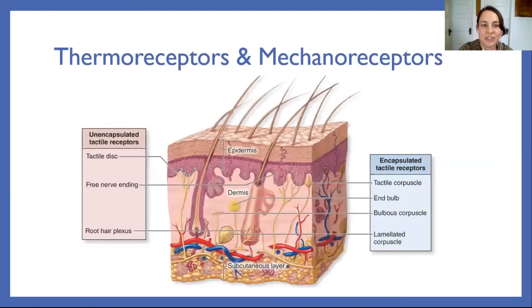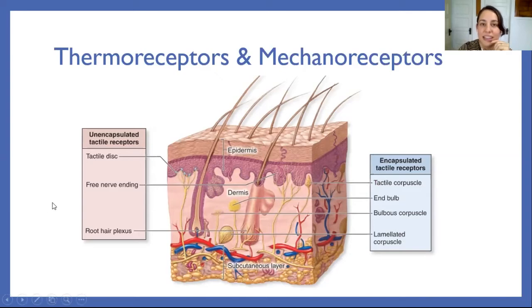Now this picture shows us several of the thermoreceptors and mechanoreceptors that we have located in our skin. You remember those, the corpuscles? We have some that are called encapsulated because they have a capsule surrounding the nerve endings. That would be like our tactile corpuscle, or our laminated corpuscle, bulbous corpuscle. On the other hand, we also have unencapsulated nerve endings that just end in the nerves. We're going to see tactile discs are a good example of these.